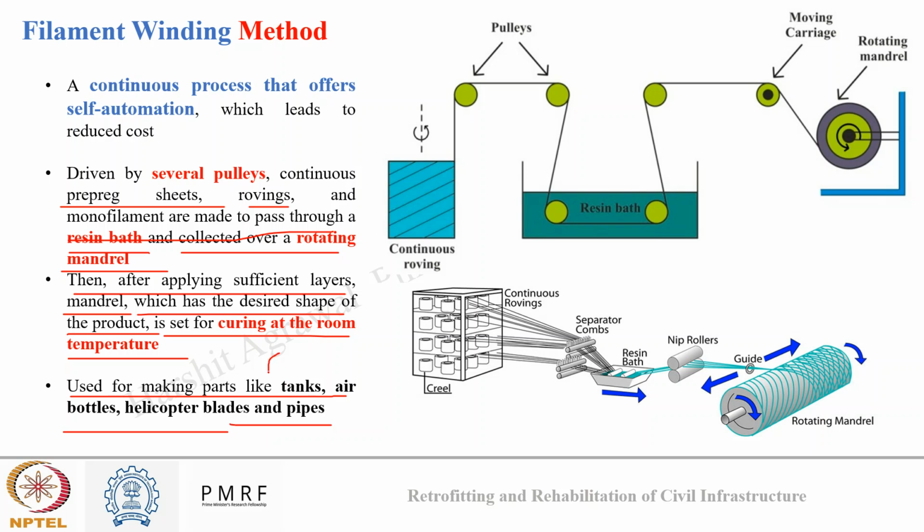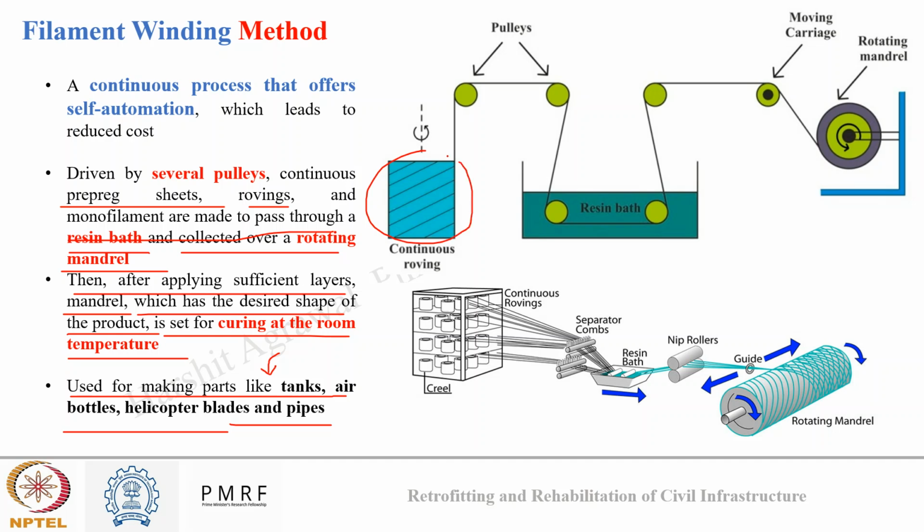Okay, and this is used for making tanks, air bottles, helicopter blades and pipes. So these are some of the major applications where the filament winding method is used. So you will see this method is very similar to the pultrusion forming method, but the type of composite we are preparing using this method is different. So the same process of filament winding can be seen in the image also.